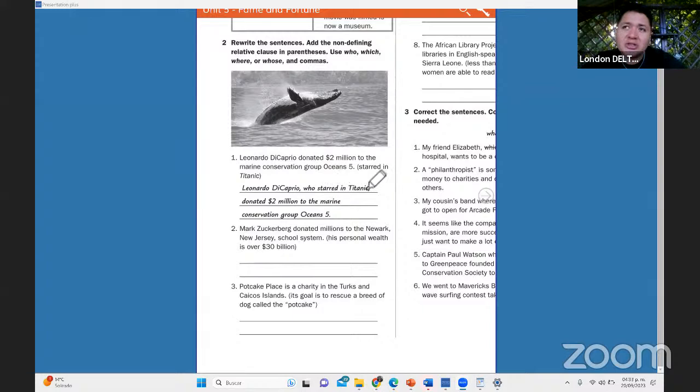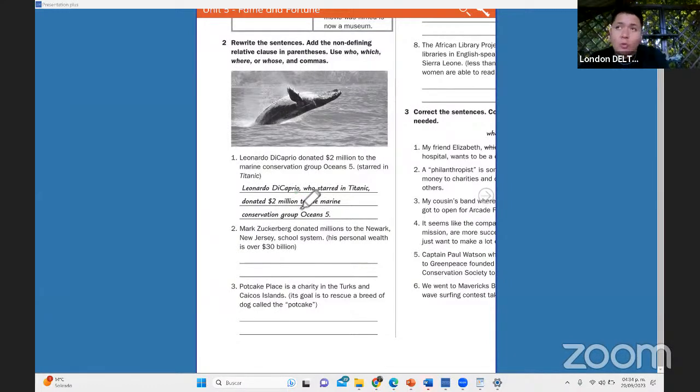Okay, what is the additional information for people who don't know Leonardo DiCaprio? Well, that he starred in Titanic. He was the actor in the movie Titanic. So Leonardo DiCaprio, who starred in Titanic, this is the part of the sentence that is giving additional information, because many people know who Leonardo DiCaprio is, but I still give this information that could not be too necessary. So you see, before who, I write the comma.